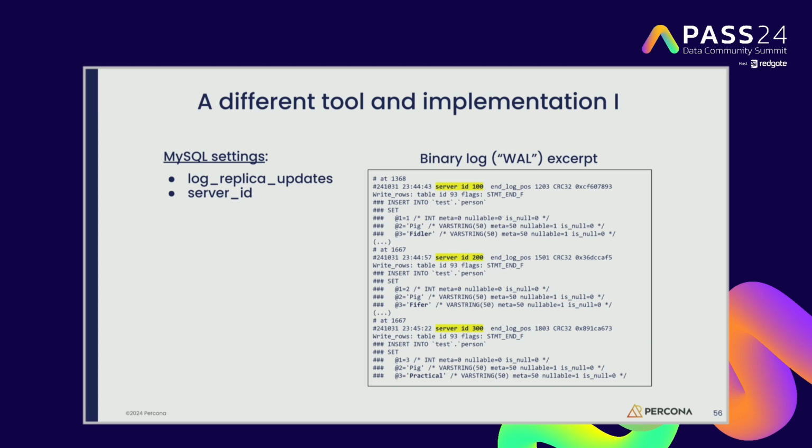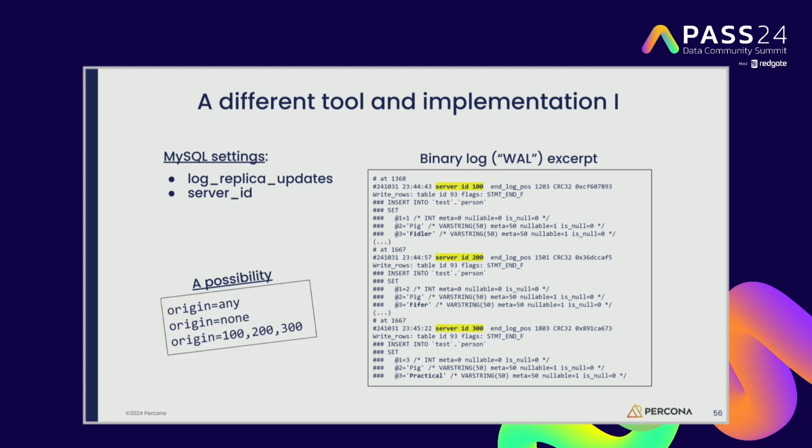And I could see, well, this ID 100 is for my Central, so here's where I got my first, the fiddler pig. The server ID 200 is for Angie, so this is where the fifer pig comes from. And the ID 300 is for Mabel, where the practical pig comes from. So I'm replicating everything because I decided to add that to my configuration.